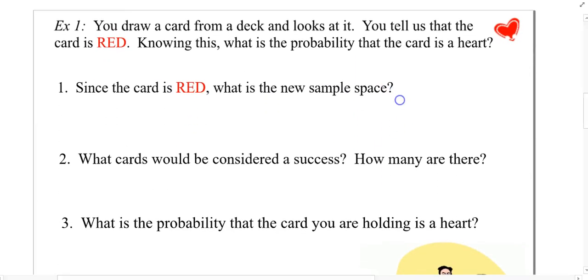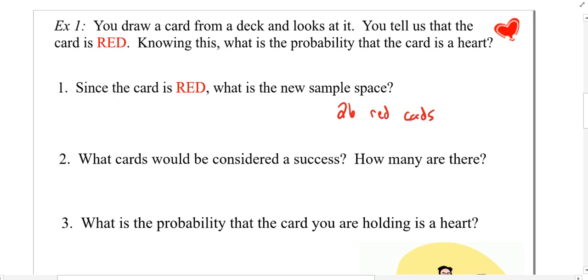You draw a card from a deck and look at it. You tell us that the card is red. Knowing that the card is red, what's the probability that the card is a heart? Well, since the card is red, we know we're not interested in all 52 cards in the deck. Since the card is red, the new sample space is only 26 cards, right? We basically know there's 26 red cards.